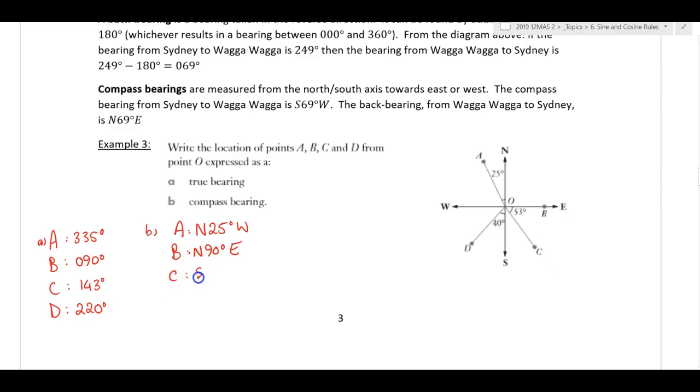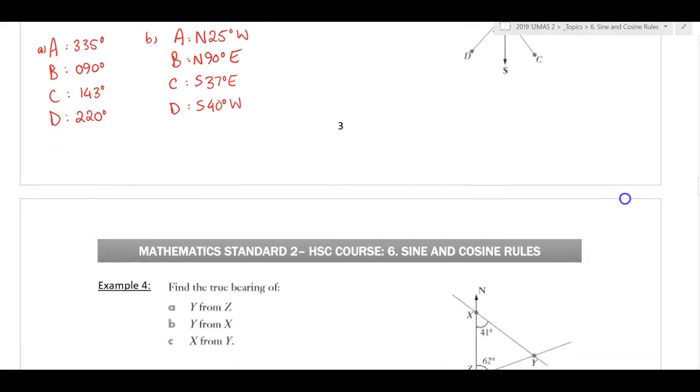C is on the south side, so south, and it's not 53 degrees. It's how far away from south. Now, of course, 53 and this angle here will be complementary. That'll add up to 90 degrees. So this must be 37 degrees. So south 37 degrees east. And D is going to be south 40 west. It's very important that you have a diagram when you're dealing with these questions.